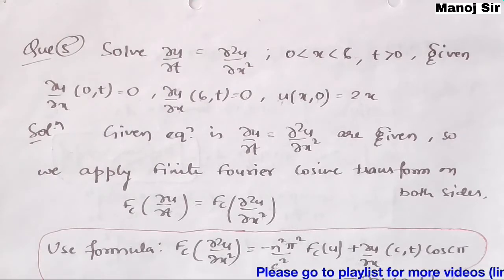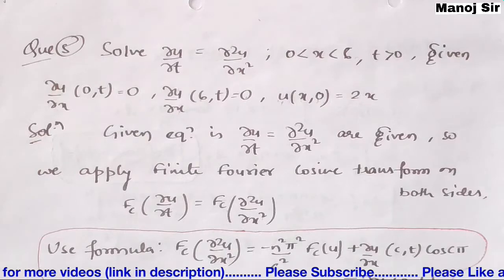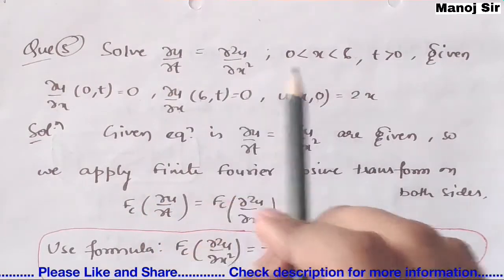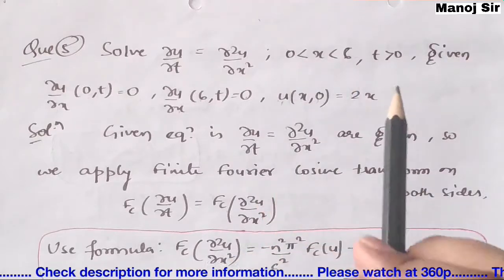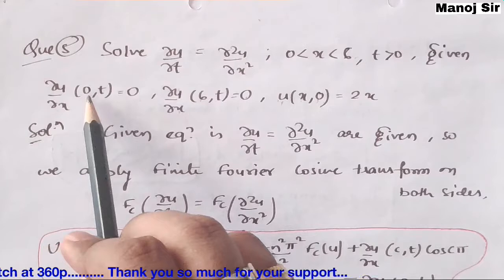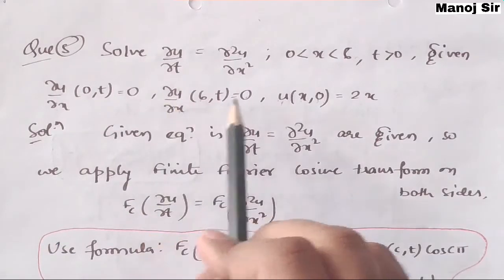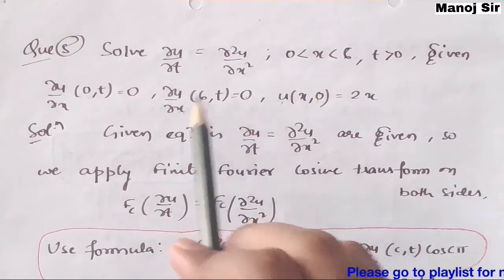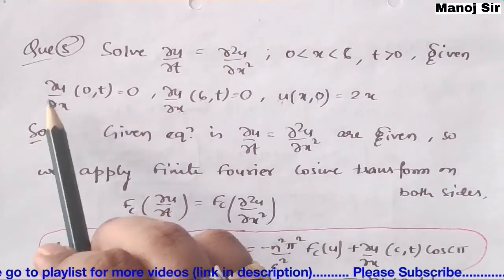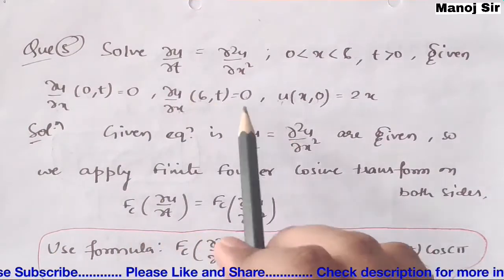So let us start solving this fifth problem on the topic, that is application of Fourier transform. The question says solve del u upon del t equals del square u upon del x square. The range of x is from 0 to 6, t is greater than 0, given del u upon del x equals 0 at x equals 0, and del u upon del x becomes 0 at x equals 6. We have the boundary condition for x, that is 0 to 6. At x equal to 0, del u upon del x equals 0, and at x equal to 6, del u upon del x equals again 0.